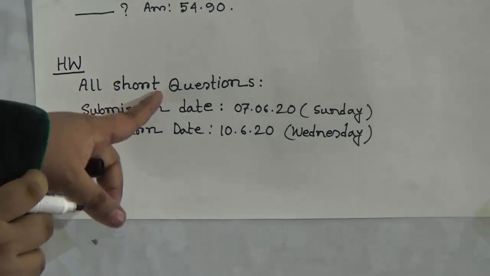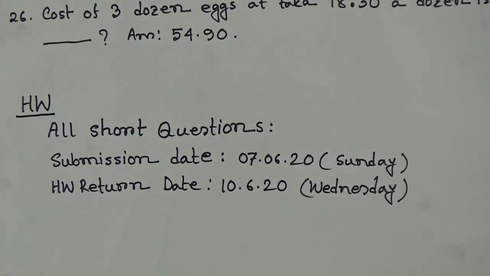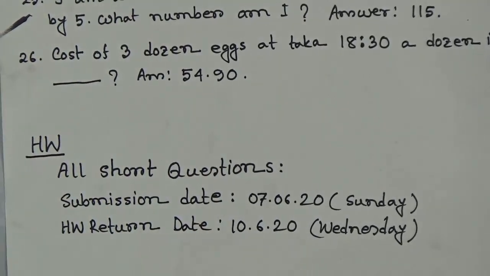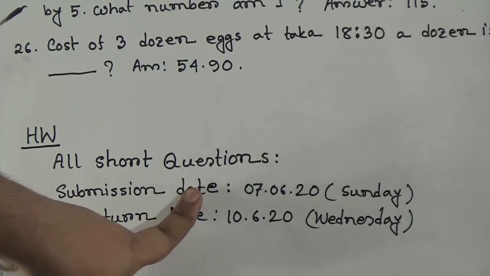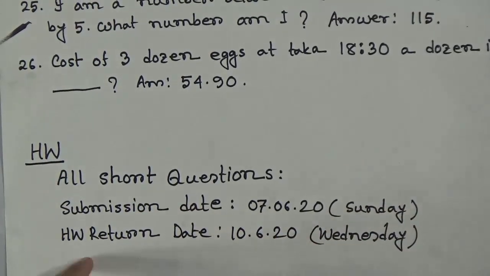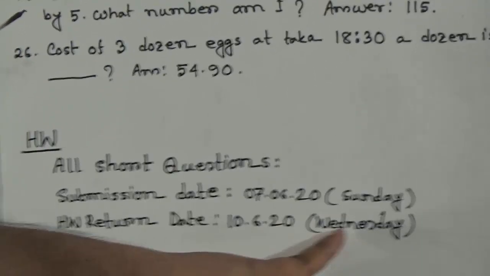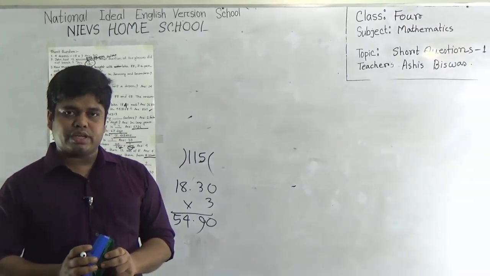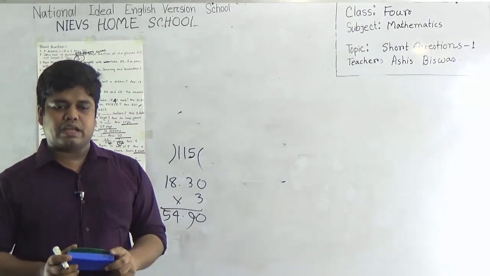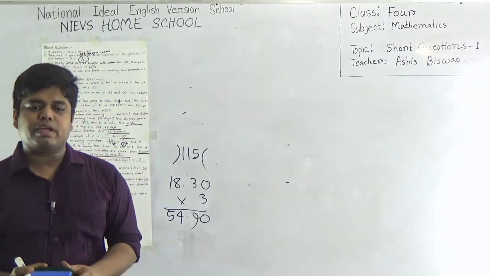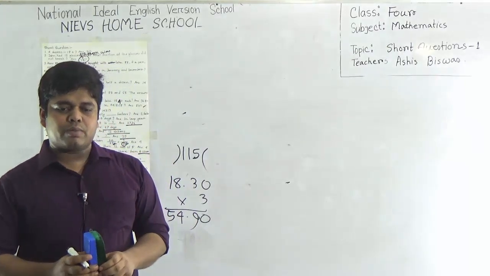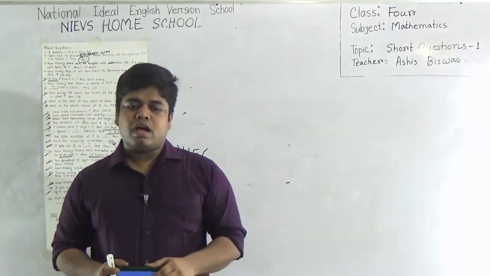My dear students, all short questions, that means 1 to 26 short questions will be your SW, and the submission date of this SW is 7/6/20 Sunday, and SW return date 10/6/20 Wednesday. Do your assigned SW at home. You have to submit all your SW copies every Sunday from 8 a.m. to 2 p.m. in the library, and collect those copies every Wednesday from the library. Guardians or anyone else can come to school for submitting or picking up the copies.